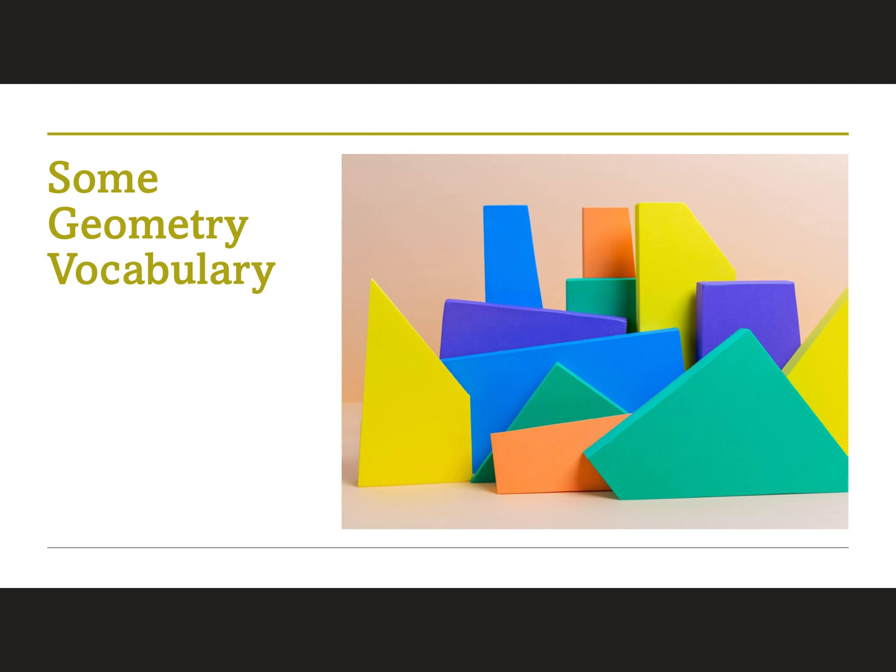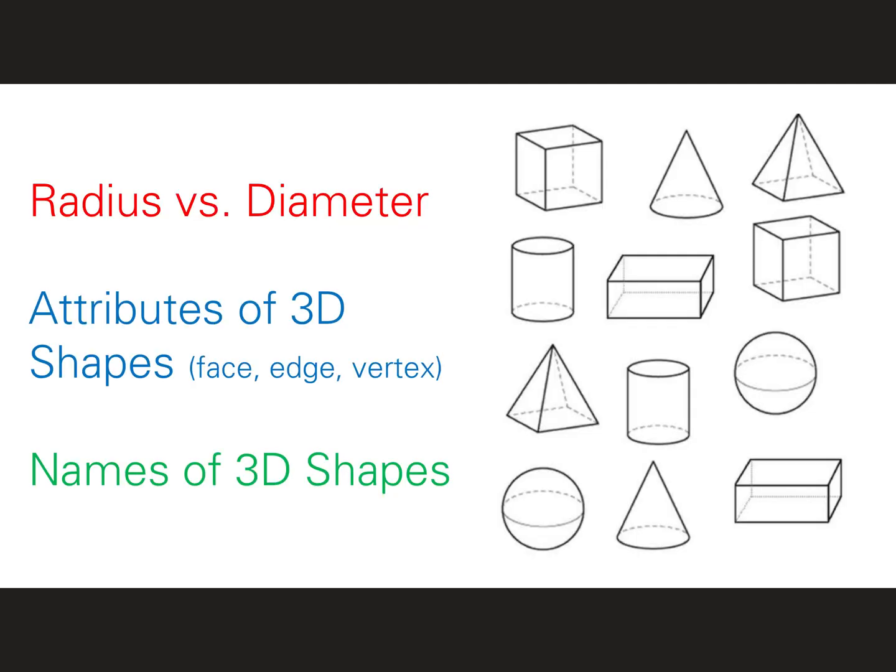Today I'm going to teach you some geometry vocabulary that's going to help you as you start to do cross sections, volumes, and surface area. I'm going to go over the difference between a radius and a diameter, talk about what a face, edge, and vertex is, and how we name shapes.